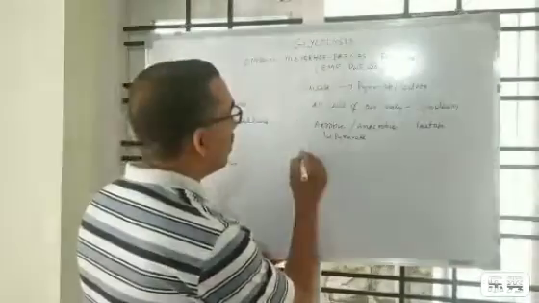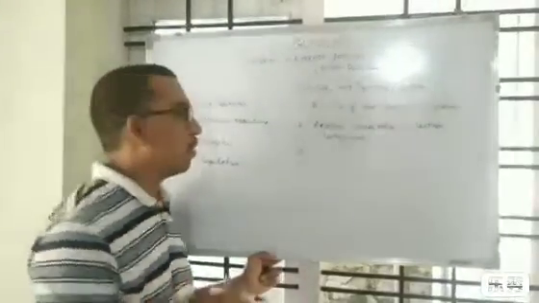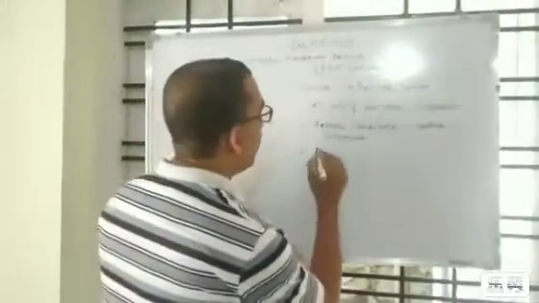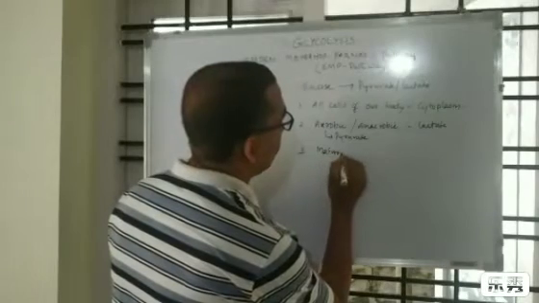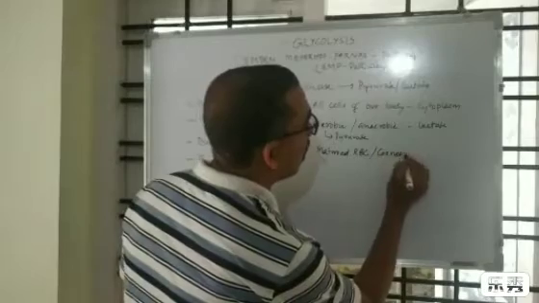And third one is that glycolysis provides energy for those cells which lack mitochondria. For example, matured RBC, cornea and lens.